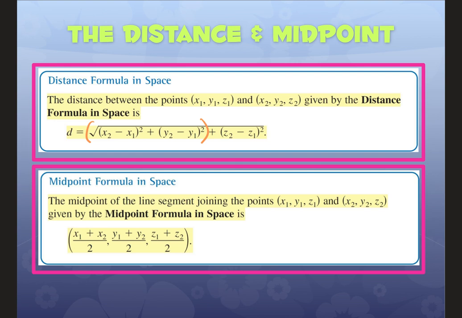And the midpoint formula that we are used to with just the x and y's, we're now going to extend to include the z's. You add the 2 x's, divide by 2, add the 2 y's, divide by 2, add the 2 z's, divide by 2. So this will be in a coordinate point form: the x of the midpoint, the y of the midpoint, and the z of the midpoint.